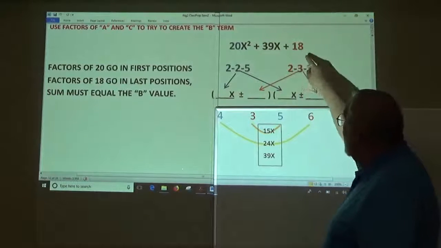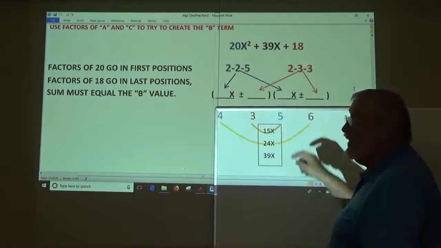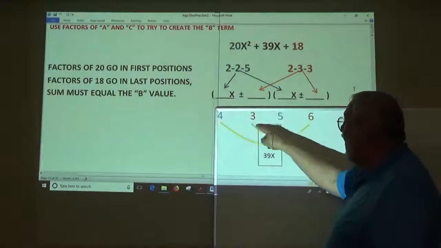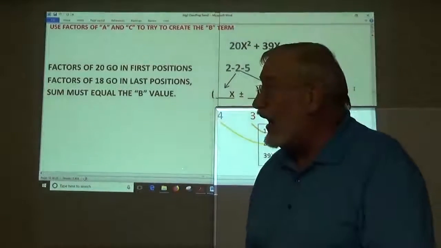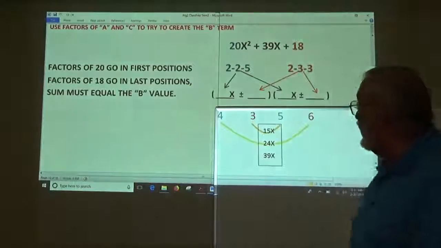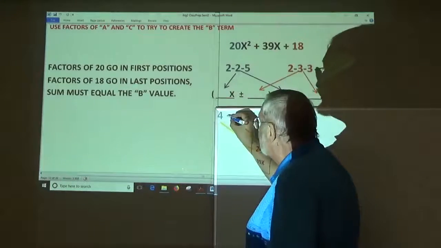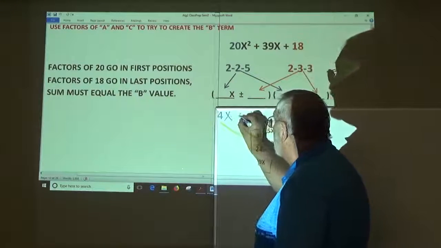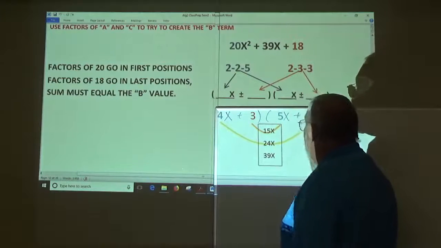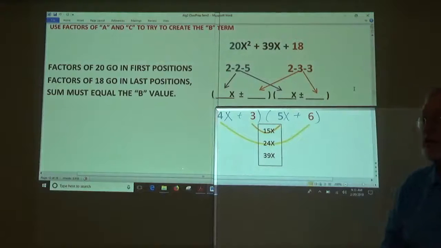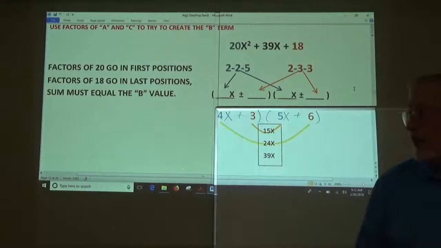Now, because I didn't know, I said, well, let me try 3 and 6. And when I do that, I have 15 plus 24, and I happen to get it on the first shot, because 15 plus 24 is 39. And so that means that I have 4x plus 3 and 5x plus 6 as the two binomial factors of that trinomial.